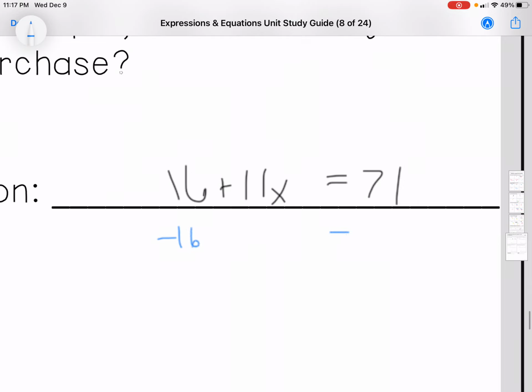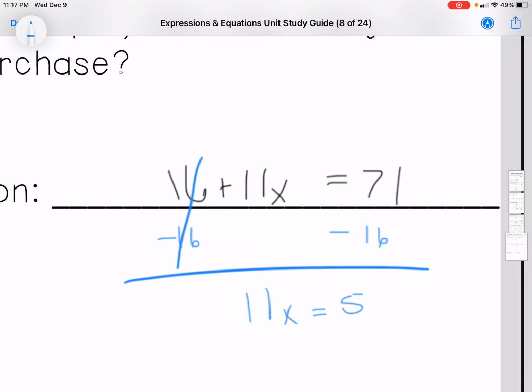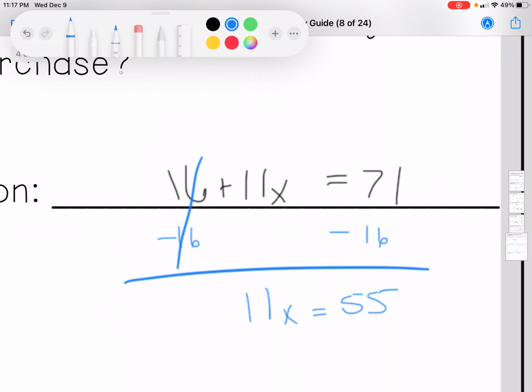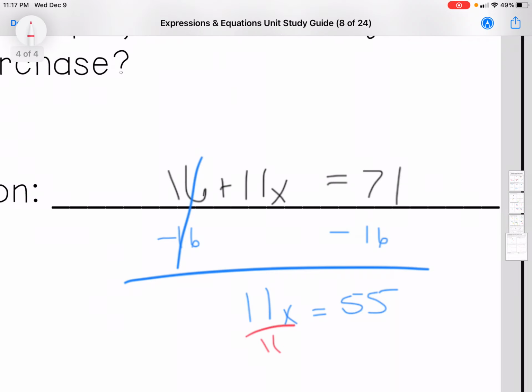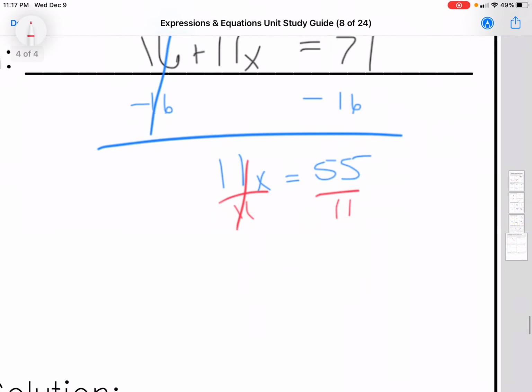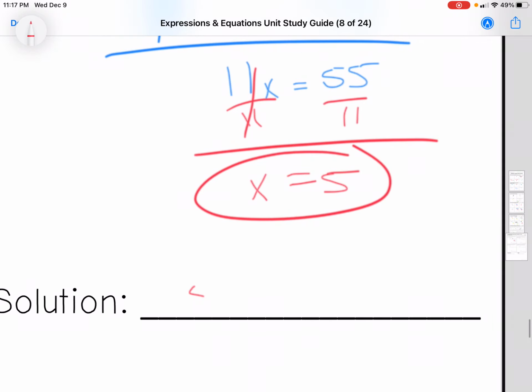Subtract 16 from both sides, and you are left with 11x equals, I believe that would be 55. You're going to divide by 11. Those go away and I'm left with x equals 5. So what is the solution? 5 tickets.